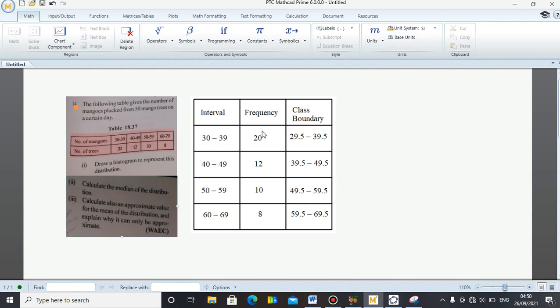So by the time you do that, then you take your scale for your frequency, which will be on the y-axis. And since the highest value here I have is 20, so I took a scale of 5 units to represent 2 centimeters. So on every 2 centimeters on the graph, I have my 5 units. Then the class boundary, you don't need to take any scale, just put the numbers the way they appear on the class boundary on your graph, starting from 29.5 to 39.5, and you plot your result. So the first bar I have here is going to be 20 between 29.5 and 39.5.